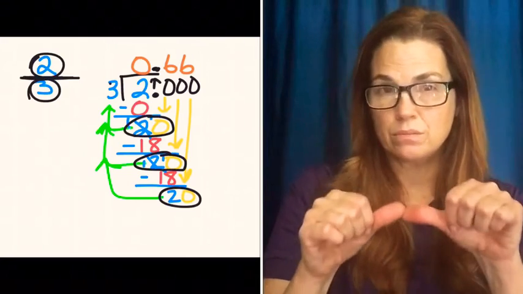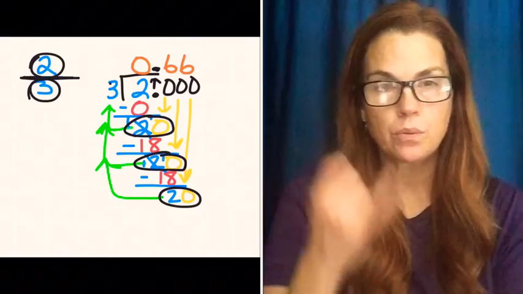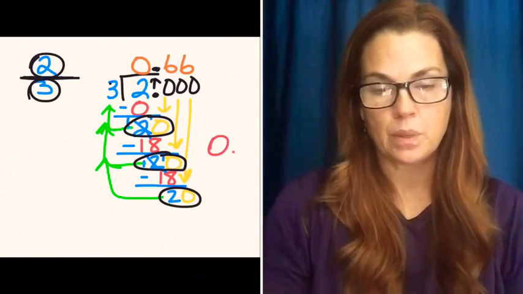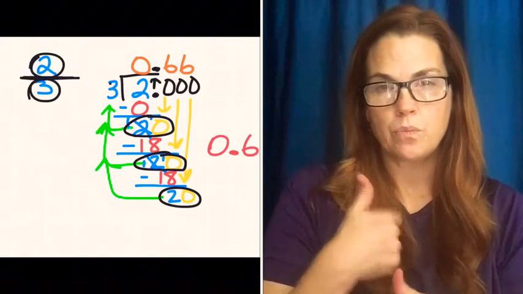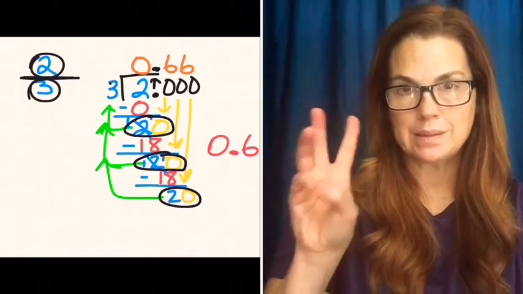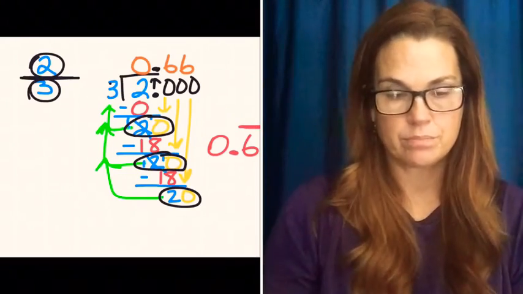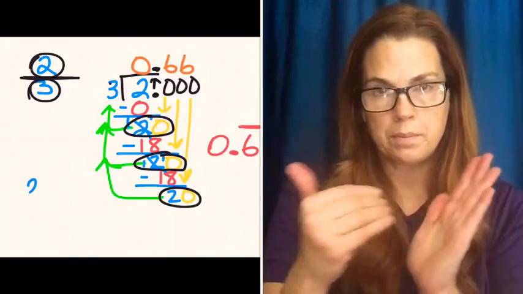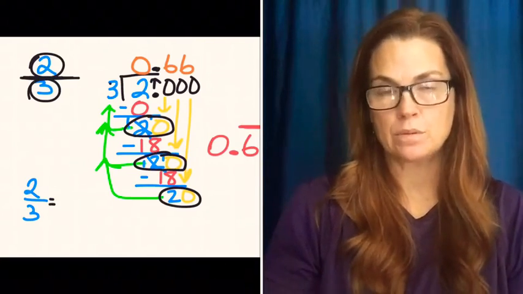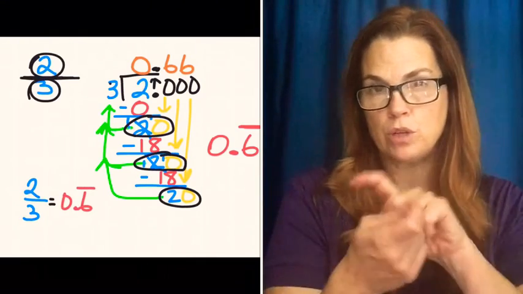So when I have a number that repeats over and over and over again, here's how I write that decimal. 0.6. And if all I have is 6 going on and on and on and on, I write a repeating bar over the 6. So the fraction 2/3 can be written as an equivalent decimal of 0.6 repeating.